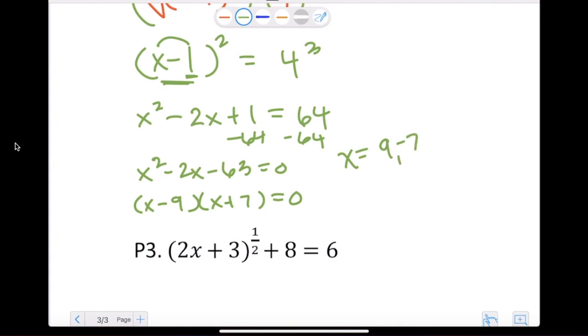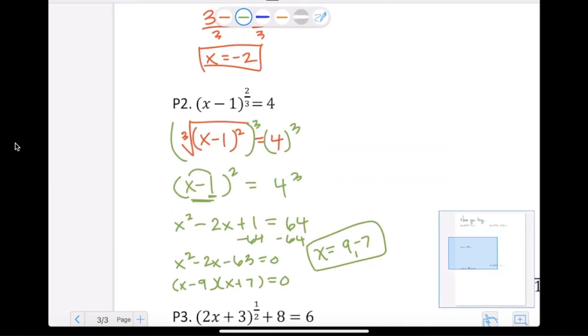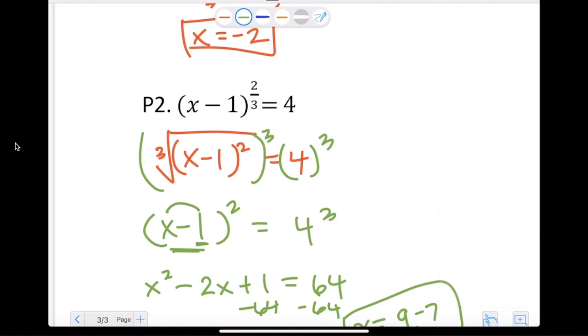If we plug those back in, I'm going to look at this one because notice I didn't change anything. I just put it in radical form. So if I plug in a 9 right here, I get 9 minus 1, so that's 8. 8 squared is 64, and the cube root of 64 is 4. So that one works. If I plug in instead a negative 7, negative 7 minus 1 is negative 8, but negative 8 squared is still positive 64, and the cube root of positive 64 is still 4. So there are no extraneous roots on that one.